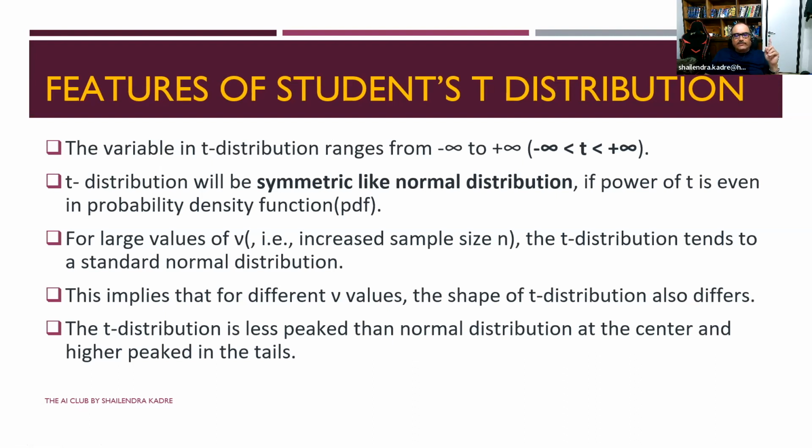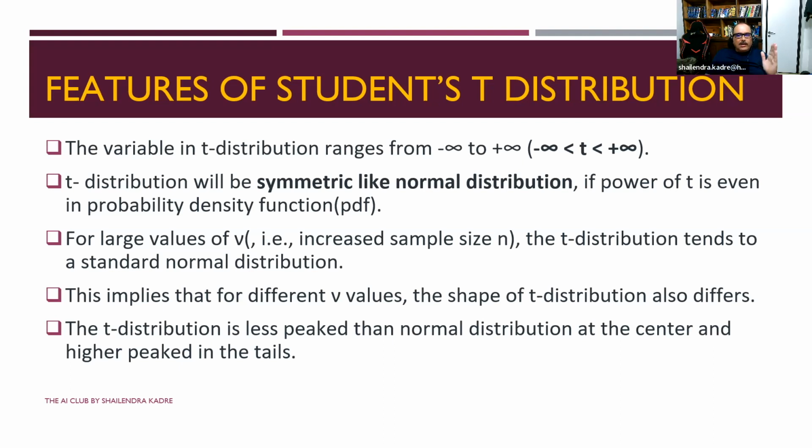What was the limit of z? How much was the lowest and how much was the highest for z? We calculated the z score, right? The lowest value for z score was minus infinity and the highest was plus infinity. Similarly, the t statistic also varies from minus infinity to plus infinity. The t distribution is symmetric like a normal distribution. That's what we have studied.